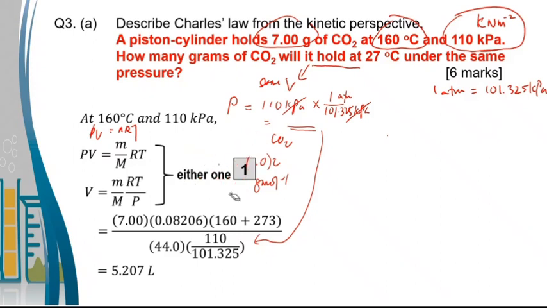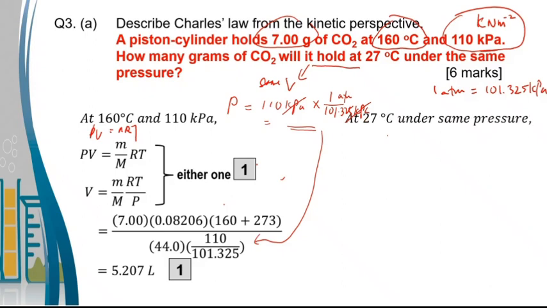Okay, so the mark allocation is like this. The first mark goes to either PV equals nRT, or PV equals mass over molar mass times RT, or already putting V as the subject of the formula. So either one will get 1 mark. The second mark will go to the final answer with volume.